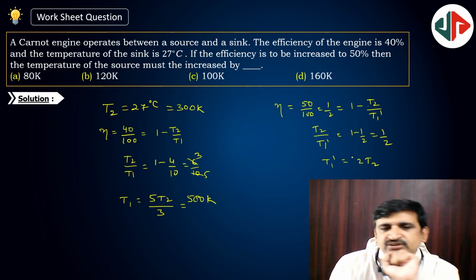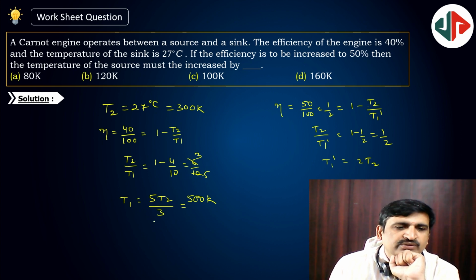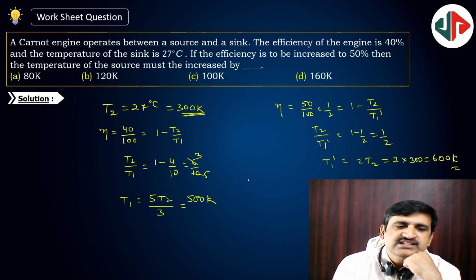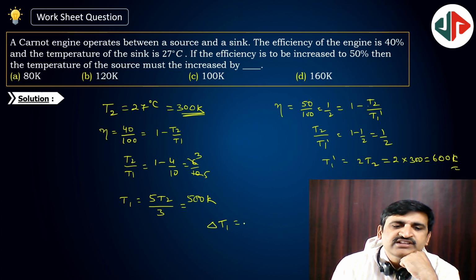T1 dash is equal to T2. What is T2 here? T2 is already given as 300 Kelvin, so we can put that. So 2 into 300 Kelvin, that is 600 Kelvin. T1 dash is 600 Kelvin, but T1 is 500 Kelvin. So it must be changed by 100 Kelvin. Isn't it?